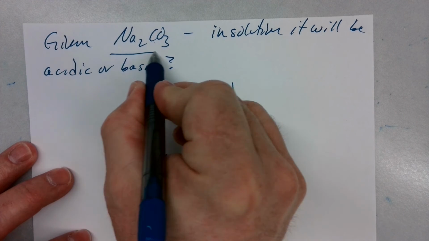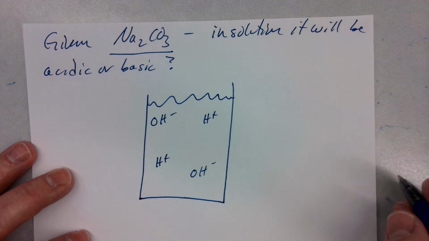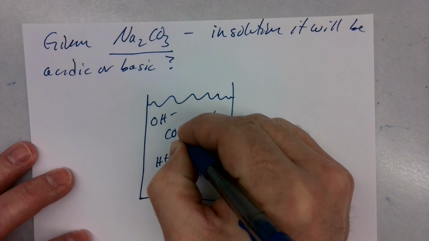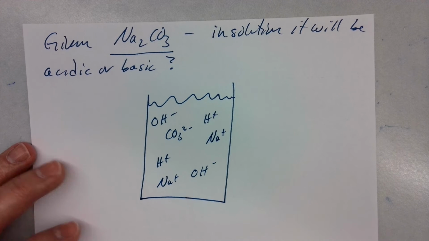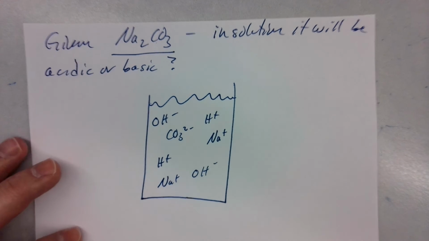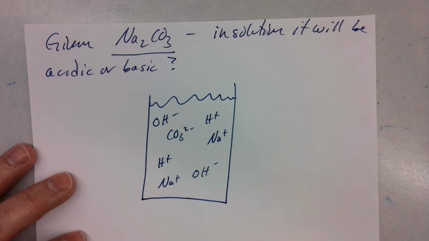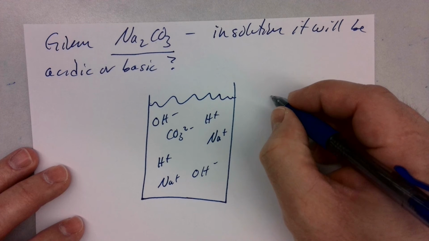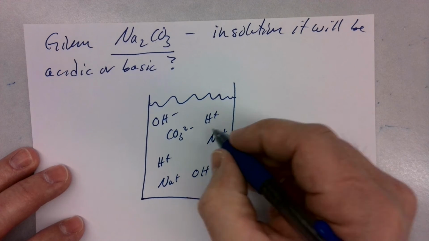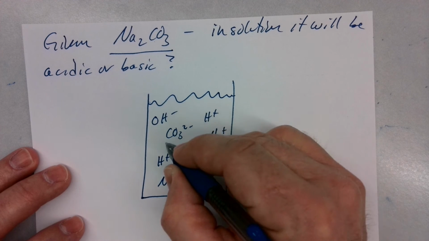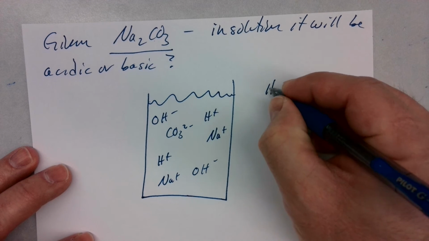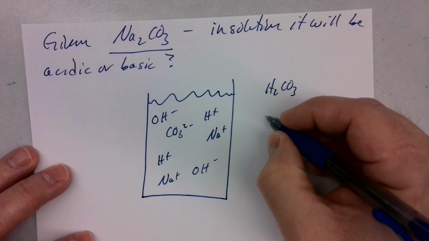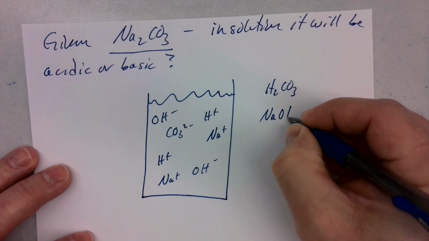What is this going to give me when I dissolve it in water? I'm going to actually get 2 Na positives and 1 CO3 2 negative, correct? Now, what are my potential outcomes here? To make this a neutral compound, I would need H2CO3, or I would get the other one, NaOH, right?